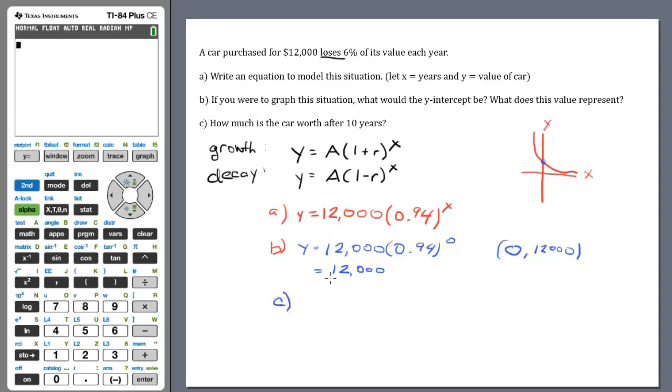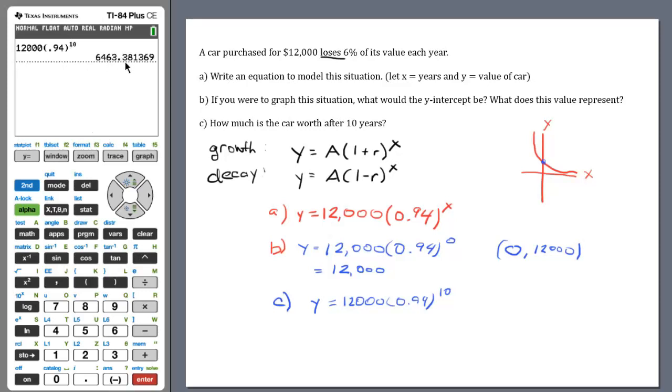So same thing, we're going to do y equals 12,000 times 0.94. Now it's to the power of 10 because we waited 10 years. So how much is this car going to be worth after 10 years? So I've got to go over to my calculator here because that's too hard. Times, I'm just going to write 0.94. It's the same thing as 0.94 to the power of 10. And how much is the car worth after 10 years? $6,463.38.